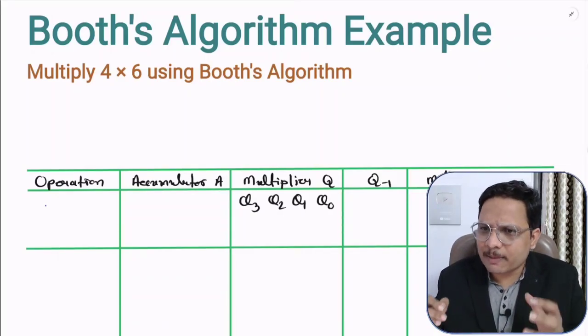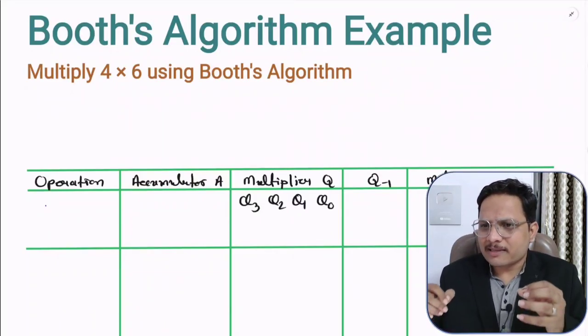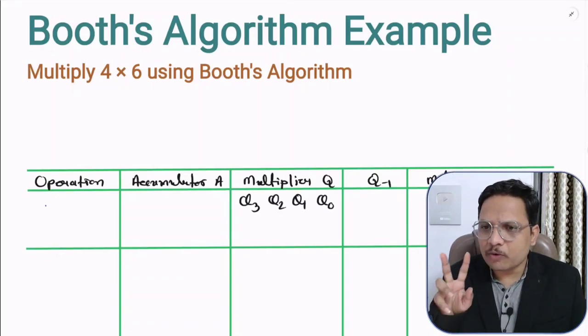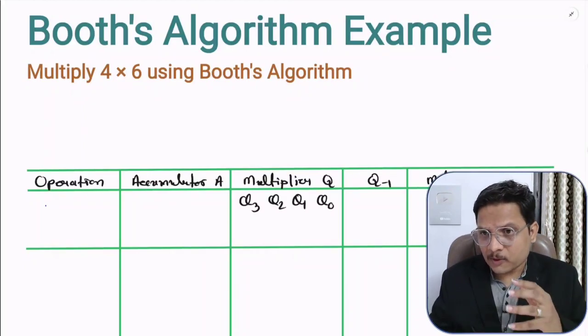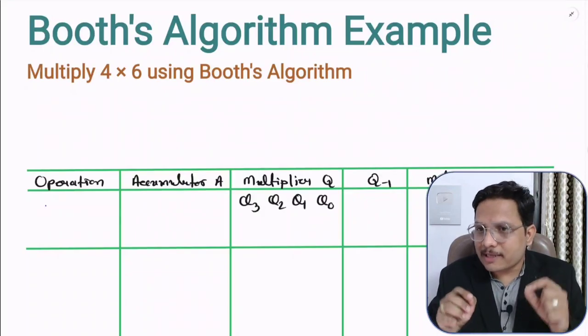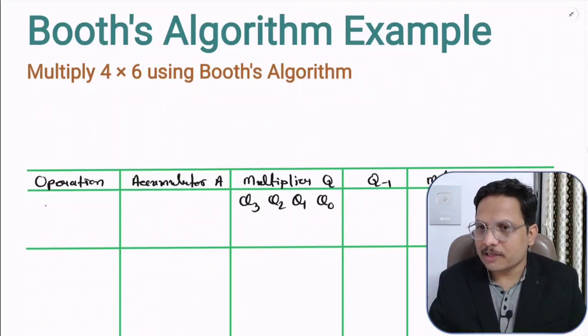The reason is, when I explained this topic in my college, I saw that students had some issues when they resolved examples. So I thought I should explain two examples, which will give you more clarity. You should see this video till the last, and based on this you will be able to make the flowchart and circuit of Booth's algorithm. So let us go through this example step by step.